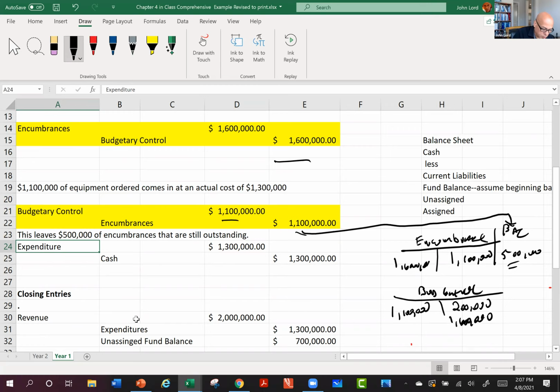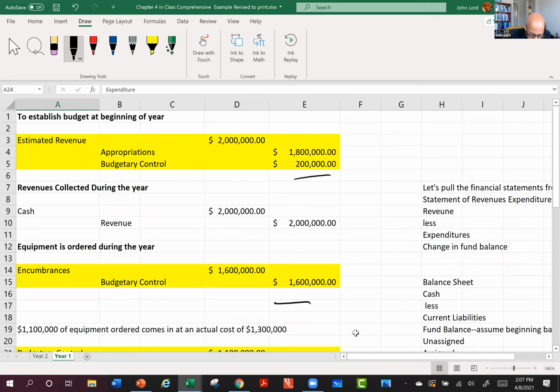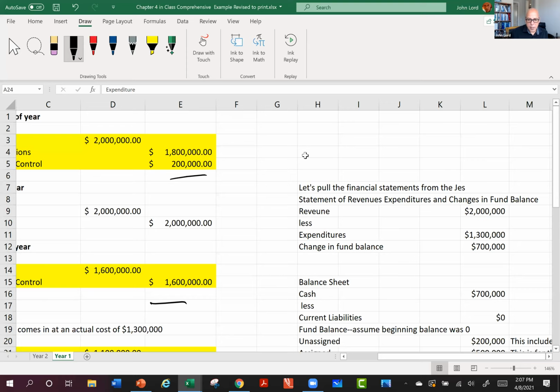So now I'm going to go ahead and say, let's pull the financial statements. I'm just going to first pull my statement of revenues, expenditures, and change in fund balance. And I have revenue, guys, I didn't tee everything up. I had revenue of what? 2 million. I had expenditures of what? 1.3 million. And I didn't have any other financing sources and uses in this example. And so revenue minus expenditures gives me change in fund balance of 700,000. Change in fund balance is like net income, right? Yes.